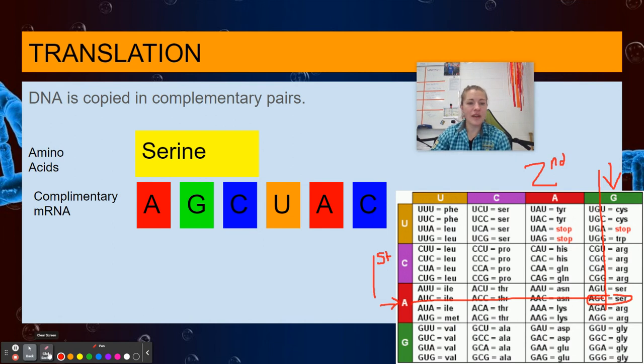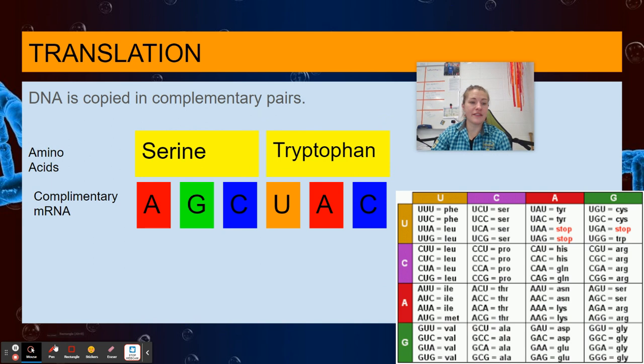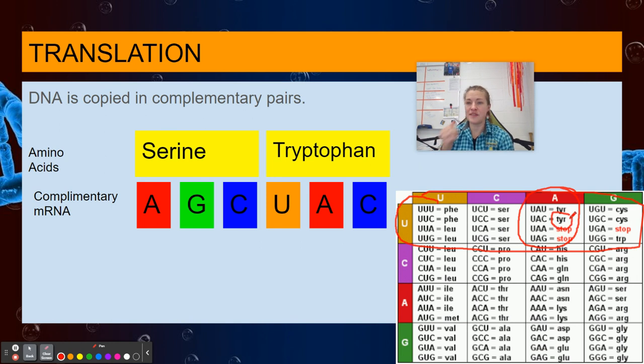Okay. So my next one that I have is tryptophan. And the way that we found that out is U. So I know it has to be in this first row. My next letter is A. So now I know it has to be in this box. UAC, that codes for TYR, which is the amino acid tryptophan. So that's how we go and code for everything.